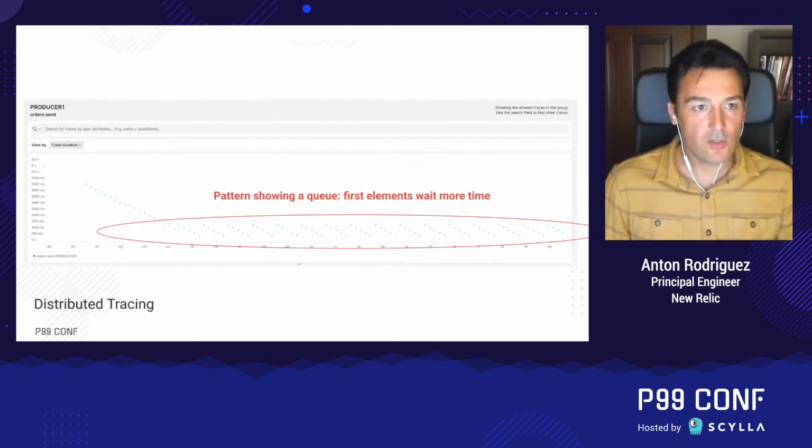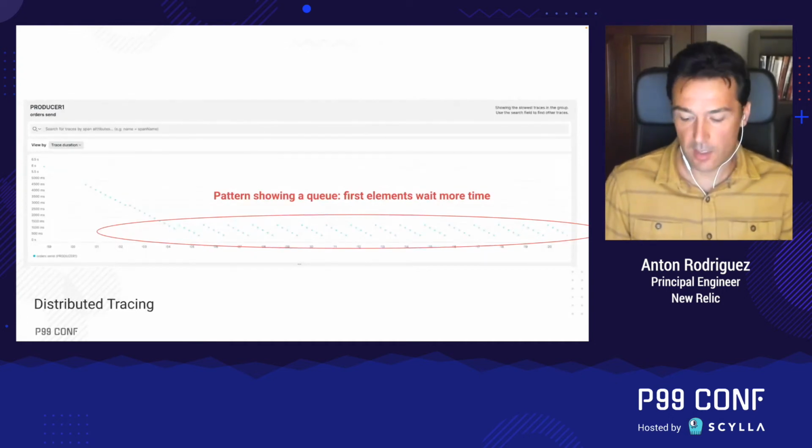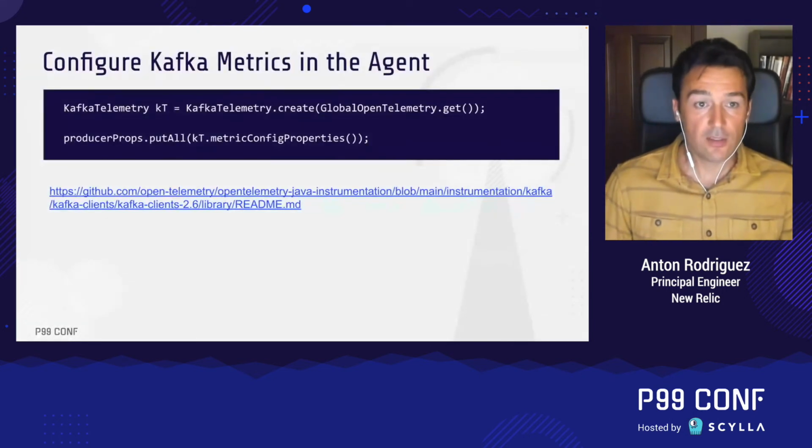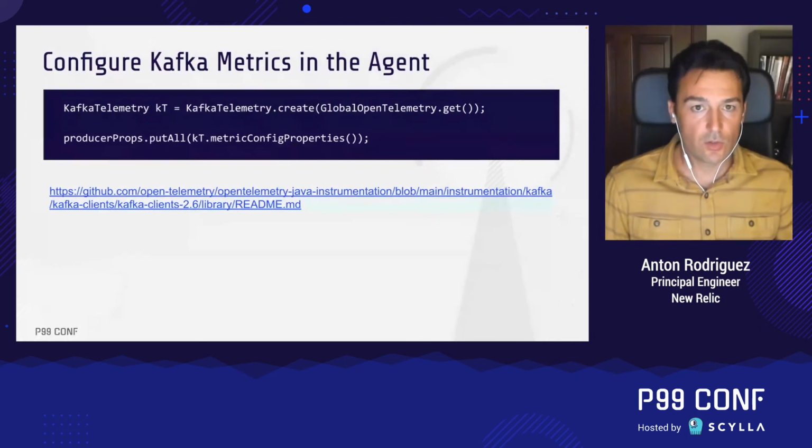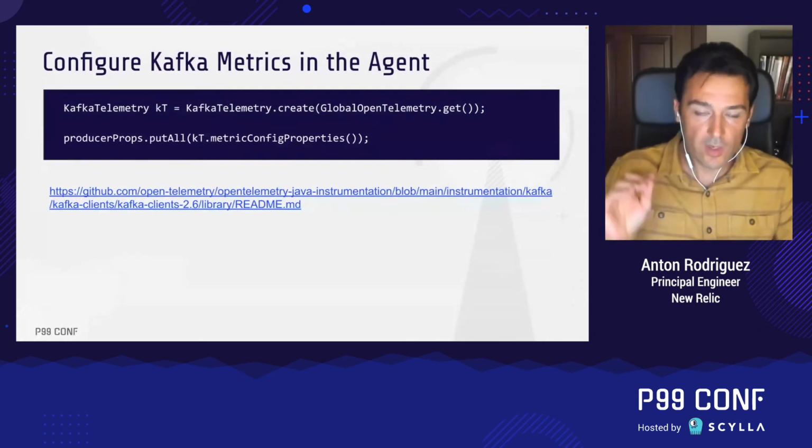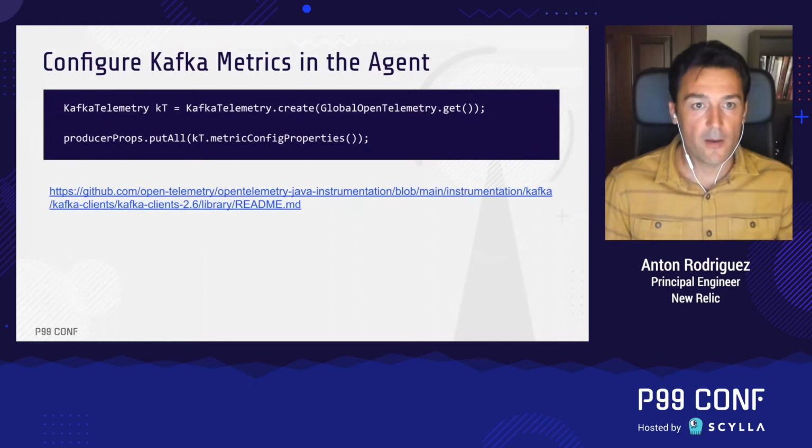So let's try to figure out where that queue is and how we can configure it to reduce the latency in the application. And for that, distributed tracing is not so useful. For that, we need to go into the internals of the Kafka library.